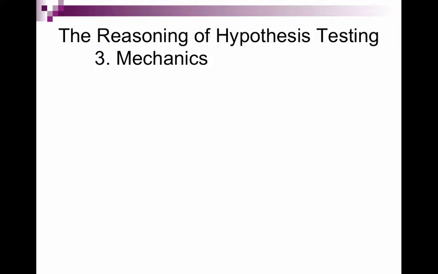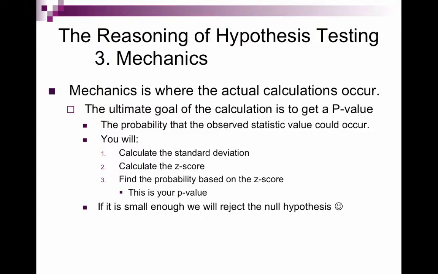The third part is the mechanics. The mechanics is where the actual calculations occur. So the ultimate goal of the calculation is to get a p-value. The p-value is the probability that the observed statistic value could occur given your null hypothesis is true. So the way we calculate our p-value is you will first calculate the standard deviation. And note I say standard deviation here and not standard error. And that's because we are going to be able to know what our population parameter is, because that's our null hypothesis. So we will calculate the standard deviation.